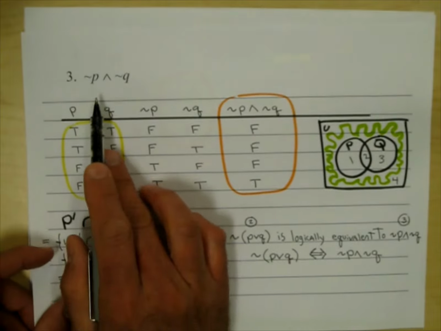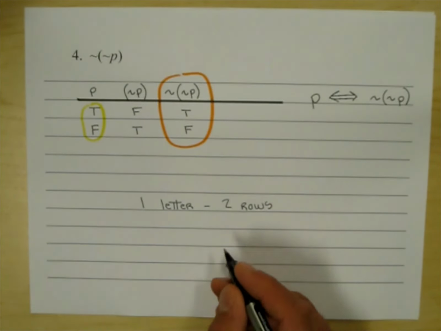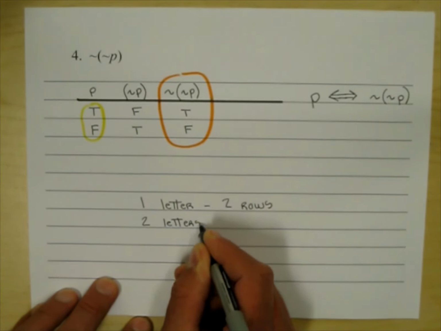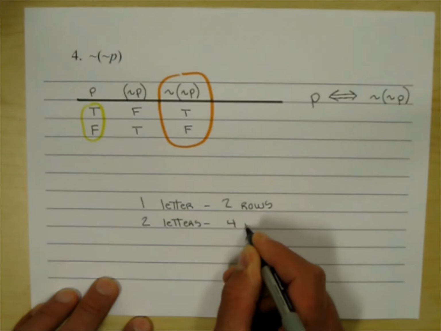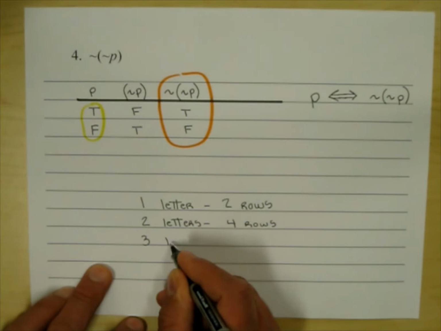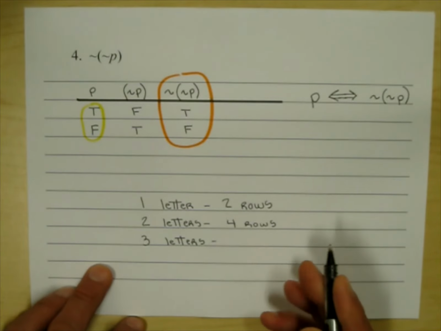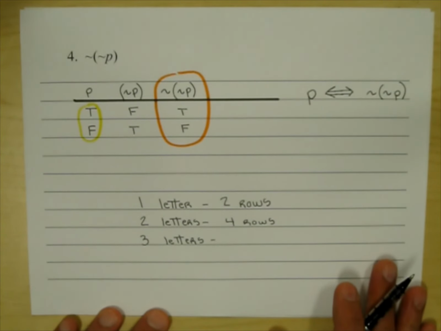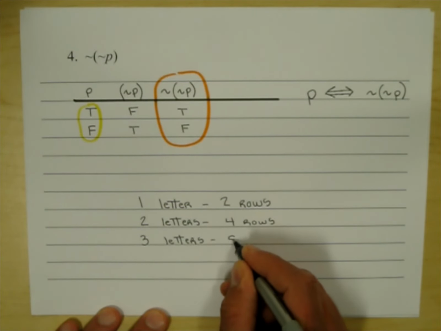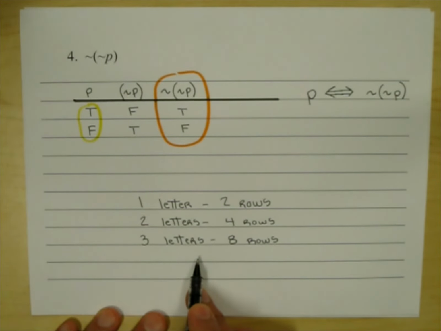When we have 2 letters, how many rows did we have? 1, 2, 3, 4. So 2 letters give 4 rows. So take a guess what 3 letters would give. And this has everything to do, in terms of the connection and the answer, with Venn diagrams. If you had 3 sets, how many regions did you have? You had 8. So there will be 8 rows when you have 3 letters.